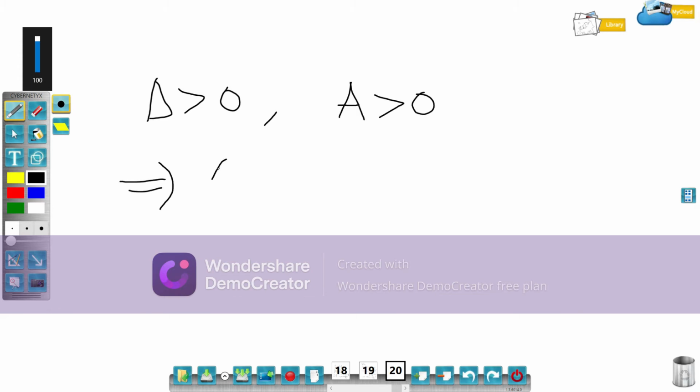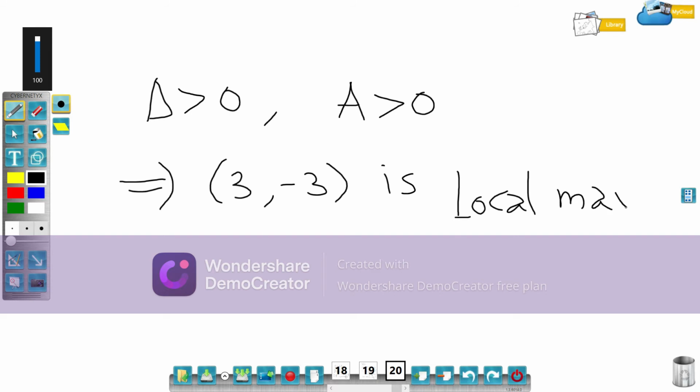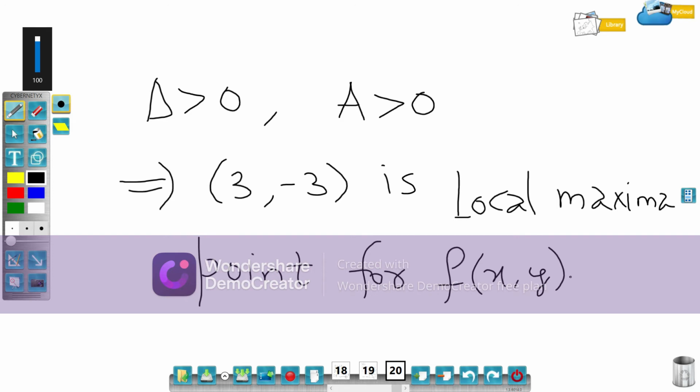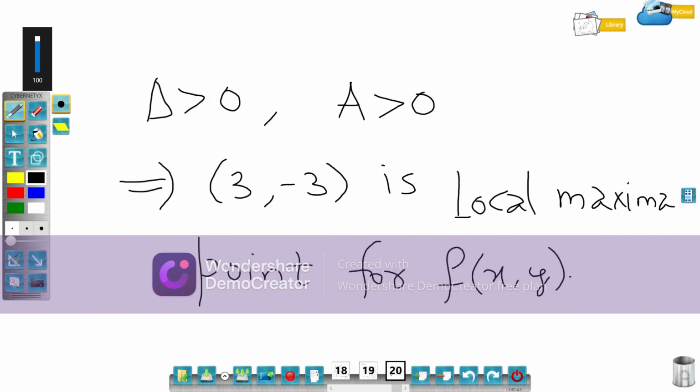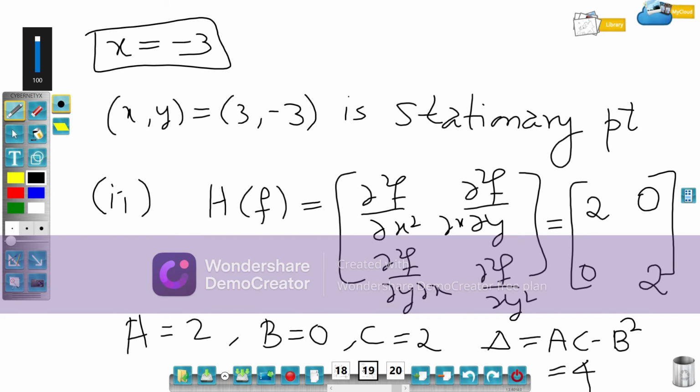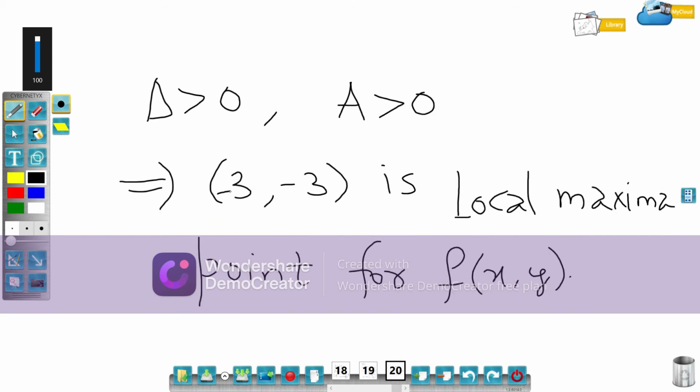So this would imply (3, minus 3) is a local minima point for f(x, y). Am I correct? (3, minus 3) only? I think x is minus 3, y is plus 3, so instead of (3, minus 3), it is (minus 3, 3). So here I should say (minus 3, plus 3).